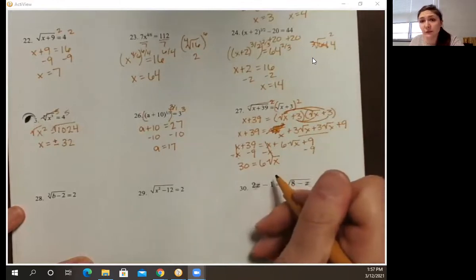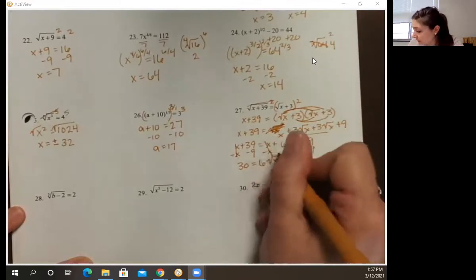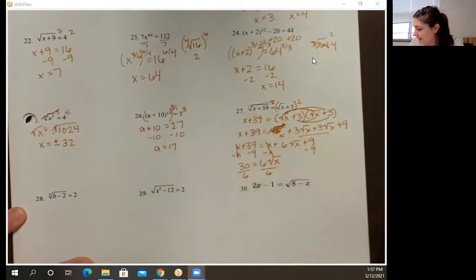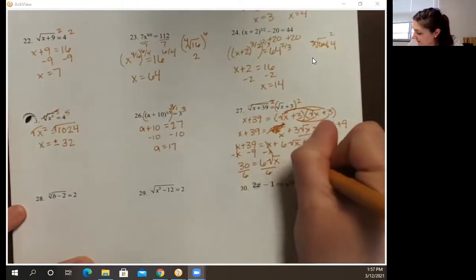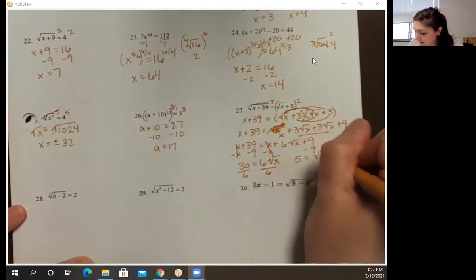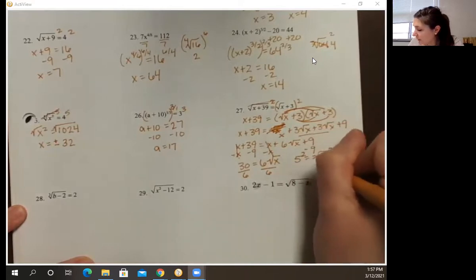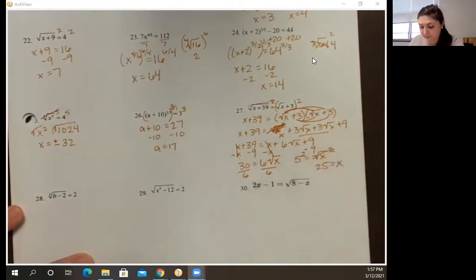Now this looks like a square root problem. So I want to get the thing with the root by itself. So I'm going to divide that 6 to the other side. And I get 5 equals the square root of x. So now we'll square both sides to get rid of the root. And I get 25 for x.